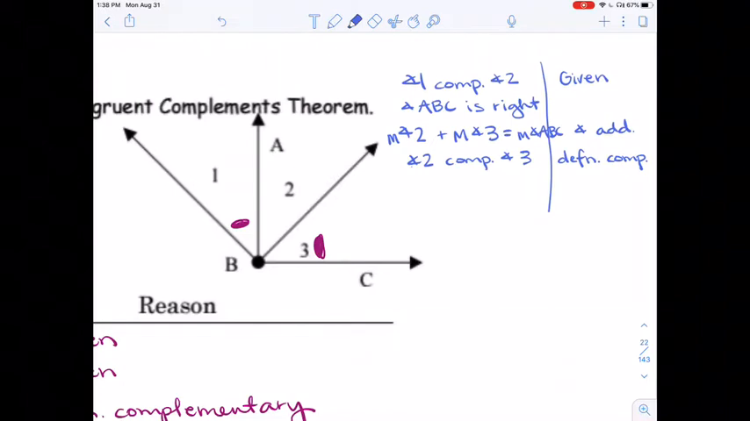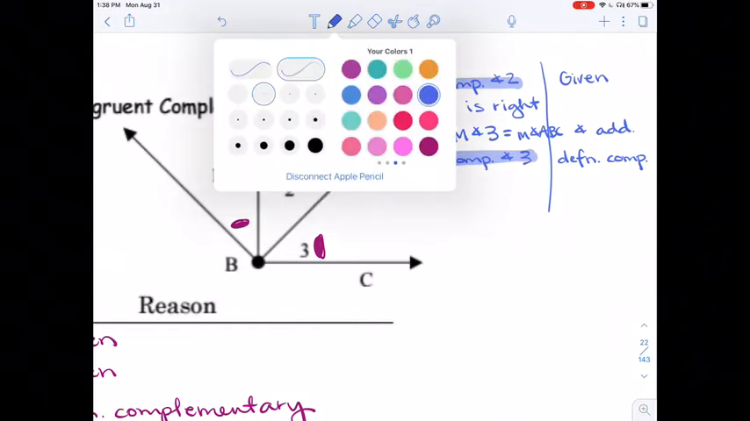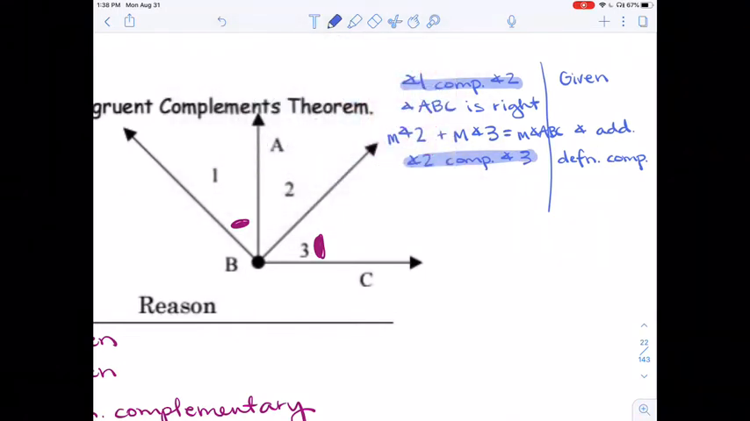And here are my two statements that I need. If 1 is complementary to 2 and 2 is complementary to 3, then I can bypass all that other stuff that we just did and say that angle 1 is congruent to angle 3 because they are both complementary to the same angle. So this is our congruent complements theorem.